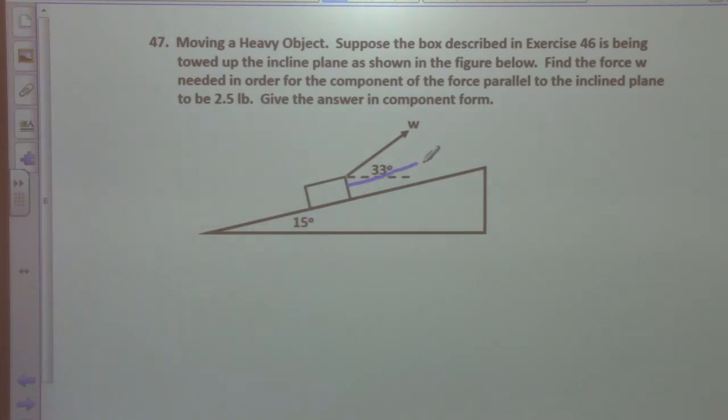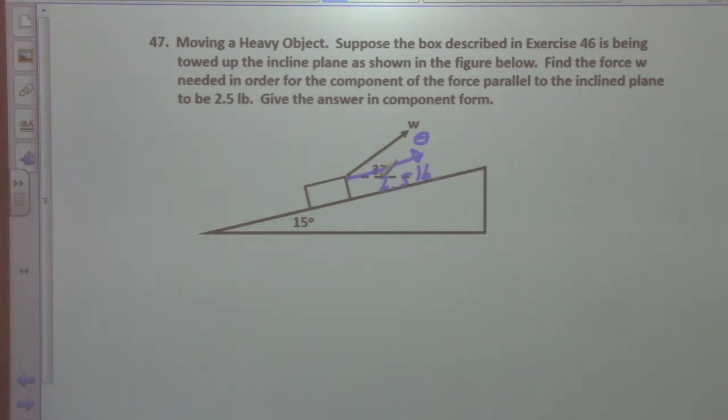What I'm gonna do is draw one right here like this and make this 2.5 pounds. So I've created that in this direction. So that's 2.5 pounds. And so I need to find the force W that's going to make this thing pull in a direction of 2.5 pounds. So let's go ahead and find this angle here, because this angle right here between W and the parallel is going to be important for us. What is that angle going to be?